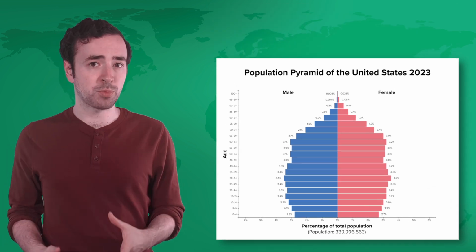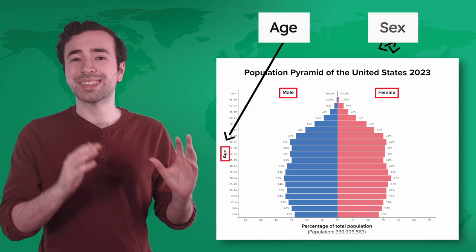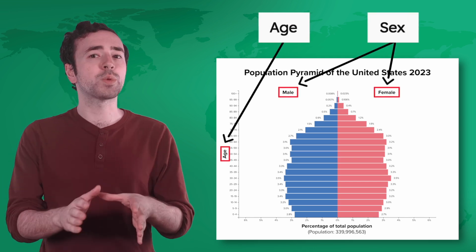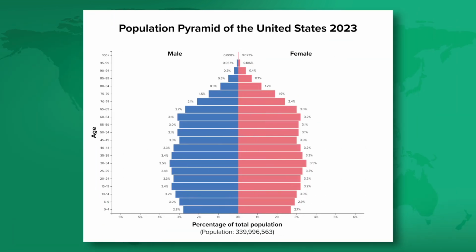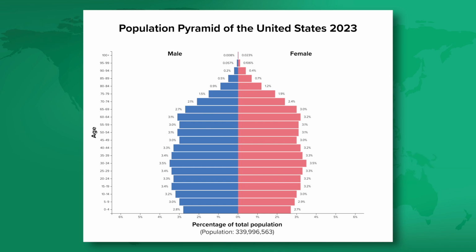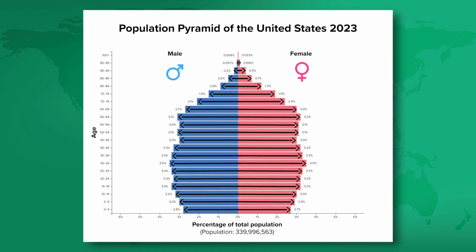In a population pyramid, we use age and sex to take a snapshot of a country's demographics. Here's how to read one step by step. A population pyramid has an x-axis and a y-axis, just like graphs in your math class. The x-axis represents population sizes for males on the left side and females on the right. The longer the bars extending from the center, the larger the group's population.